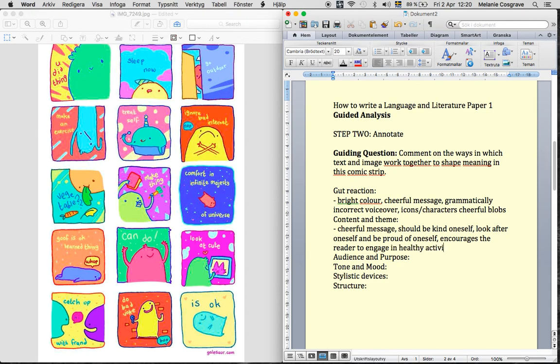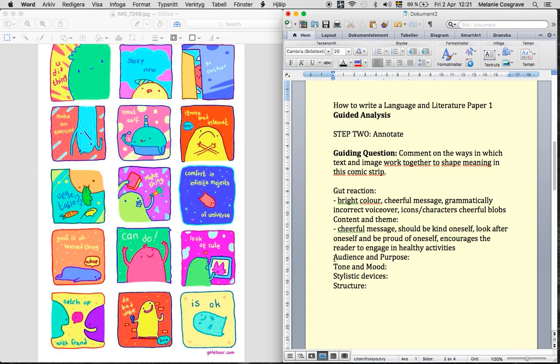Now, one thing you'll have noticed is that here, for example, I have engage in healthy activities, and that's quite an academic way of putting things, and putting academic language into your annotations will help you use it in your essay. So for example, cheerful blobs isn't necessarily a word I should have used there.